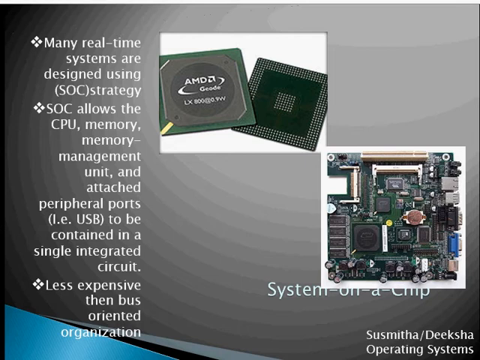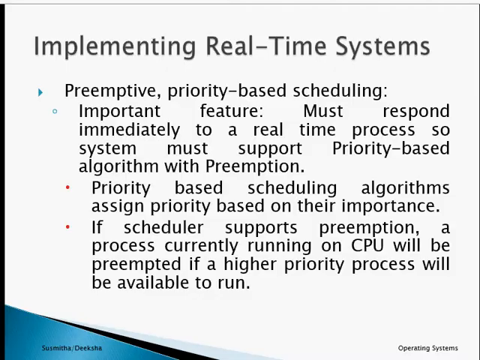Implementing a real-time system. We implement a real-time system by priority-based scheduling. Important features are they must respond immediately to a real-time process, so the system must support priority-based algorithms with preemption. Priority-based algorithms assign priority based on their importance. Priority is the main concept in scheduling, because we need to know what level of execution is to be done, what task should be given the highest importance. If the scheduler supports preemption, a process currently running on the CPU will be preempted if a higher priority process is available to run.